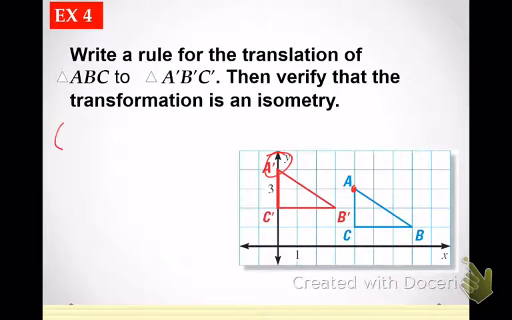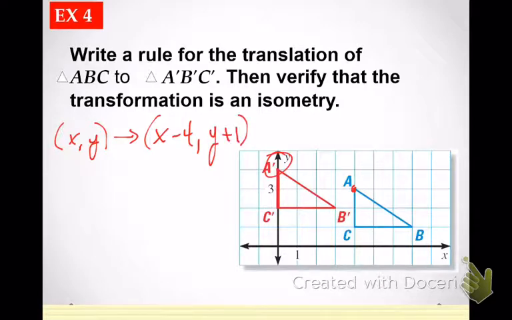And so our rule is going to be to take our preimage and do what to it? Well, to go from A to A prime, we had to walk back 1, 2, 3, 4. So that means we take our x and subtract 4 from it. And then we had to go up 1. So we had to take our y and add 1 to it. Okay? And since we do x comma y, x is always in the horizontal direction, y is always in the vertical direction. That's how we want to apply our rule.